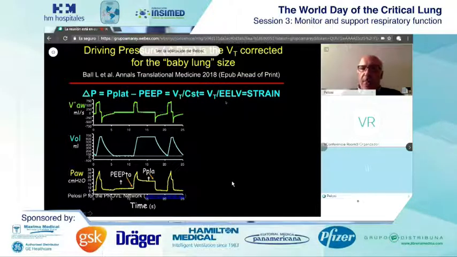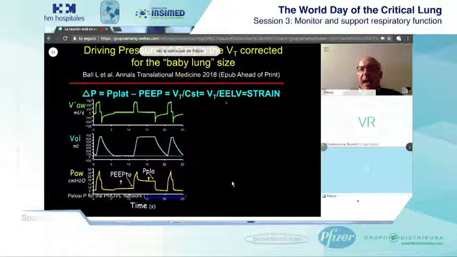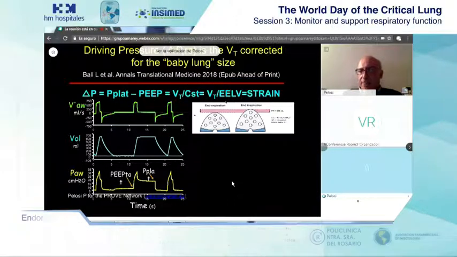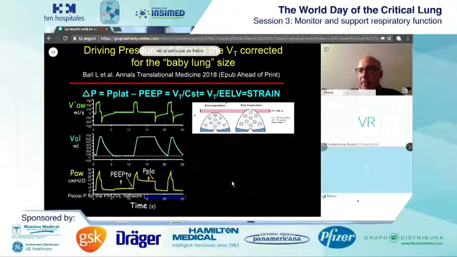In other terms, it gives us information about the strain of the lung. So driving pressure is the tidal volume corrected for the baby lung, or end-expiratory lung volume size. This is a clear example. This is a lung with a minor amount of atelectasis and a large amount of aeration at expiration and inspiration during a ventilation of 500 milliliters. Compliance is 50 milliliters per centimeter of water, and the driving pressure in this case is 10 centimeters of water.